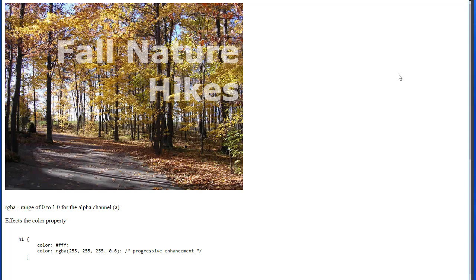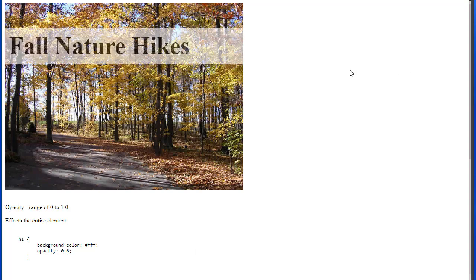So rgba is a color value that contains a degree of transparency. The opacity property affects the degree of transparency or opacity of the entire element or selector.